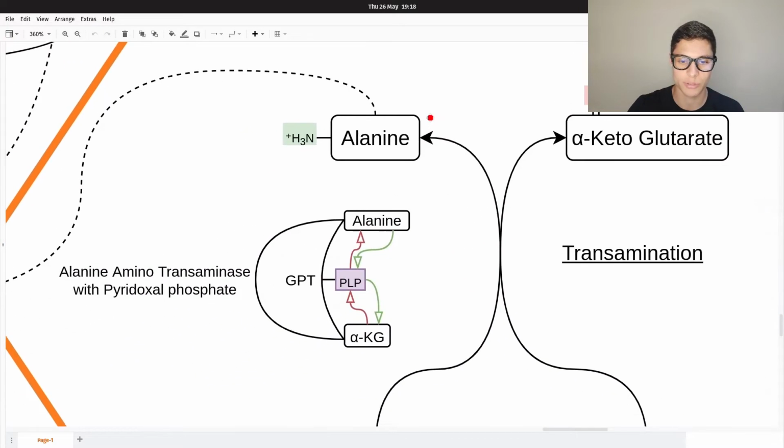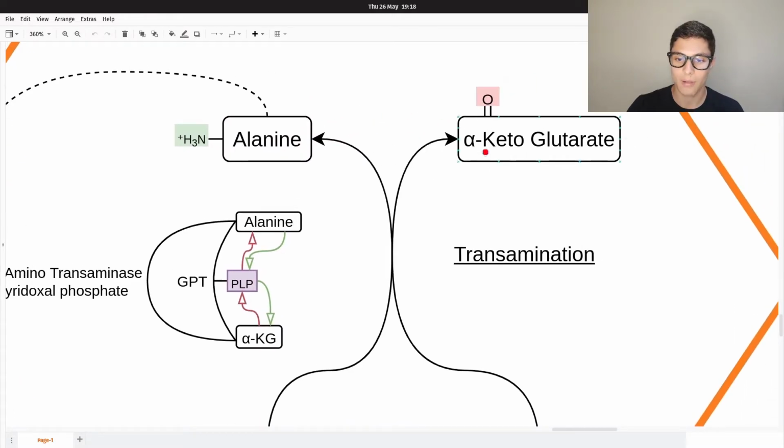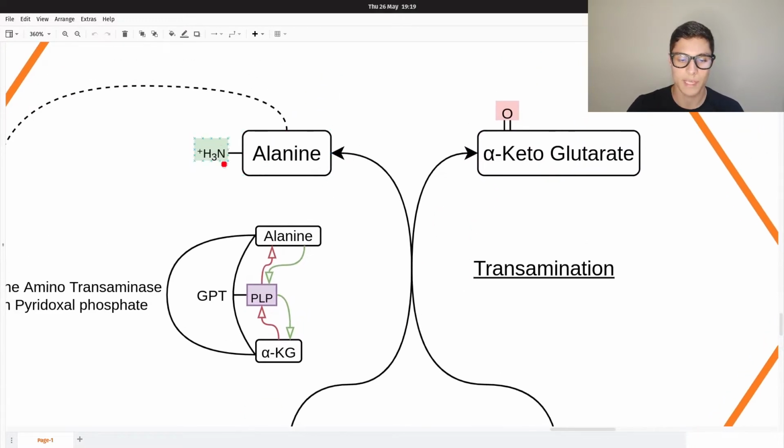This is a muscle cell, for example, and we have an amino acid. In this example we are going to use alanine, and I will explain why later. Alanine and alpha ketoglutarate. Do you remember the Krebs cycle? This is a metabolite in the Krebs cycle. So this is an amino acid because it has an amine group, and this is the alpha keto acid because it has a keto group in the alpha carbon, the carbon number 2.